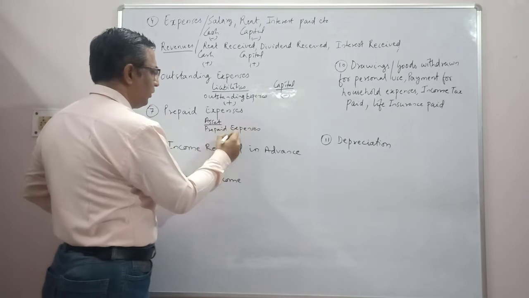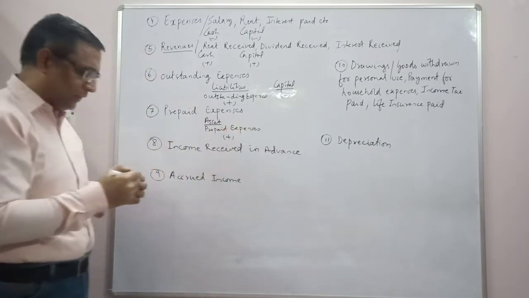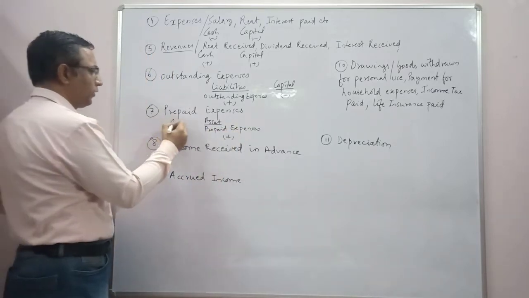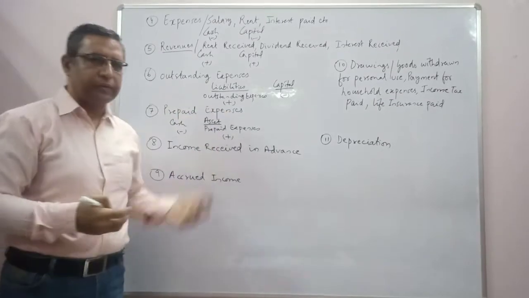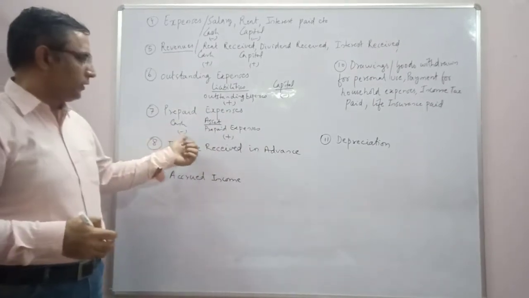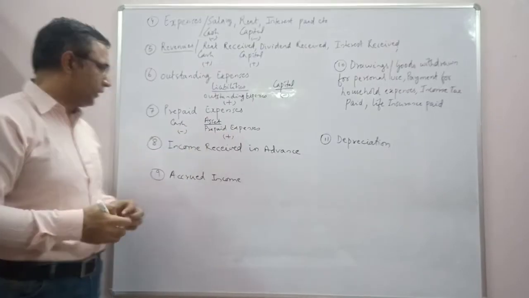And the prepaid expenses are going to increase. Second effect, it is going on cash. Cash is going to reduce. When we pay something, our cash is reduced. So cash is reduced, prepaid expenses is increased.